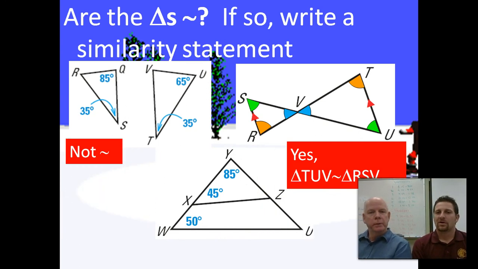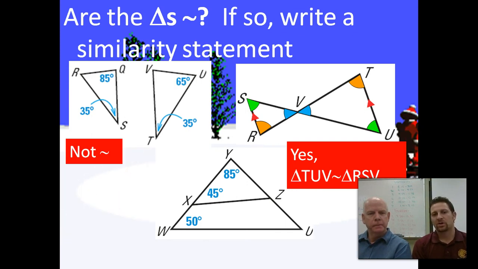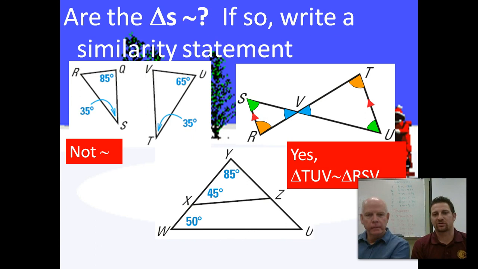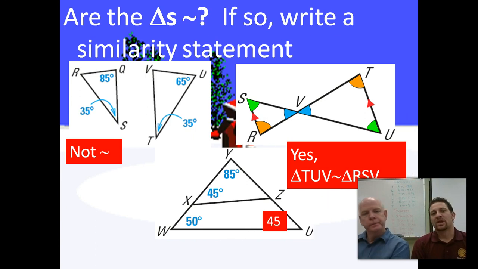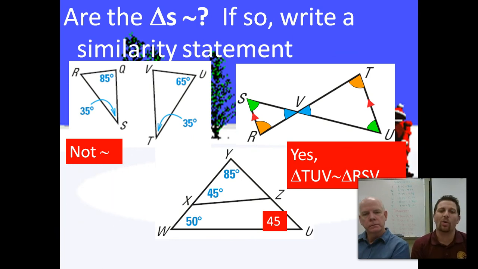Oh, we got another example here. All right, so this one right here, guys, it's going to seem a little bit tricky at first, but you just kind of got to work through it and see how things match up. So if you look at the big triangle, YWU, what you want to do there is figure out that third angle, and if you do that, 85 and 50 is 135, so that gives you 45 degrees to work with.